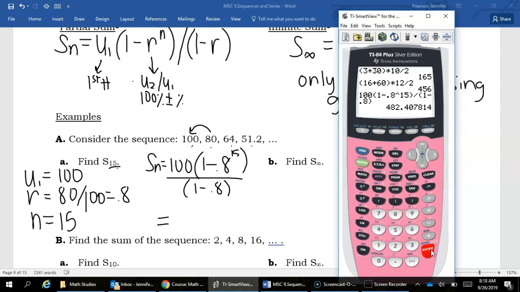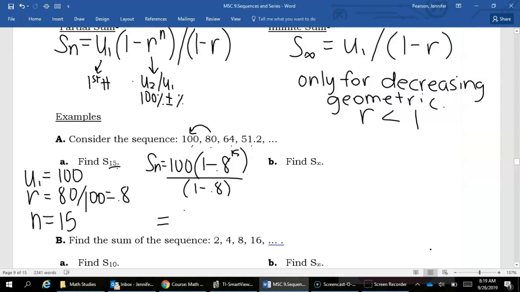And if I added 100 plus 80 plus 64 plus 51 plus whatever's next plus whatever's next, so I have 15 numbers in the list, they would add up to 482.4, rounded.